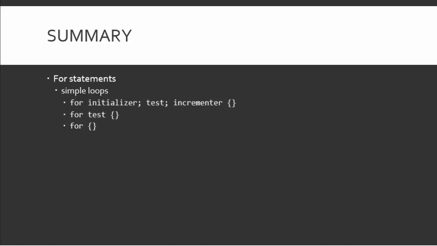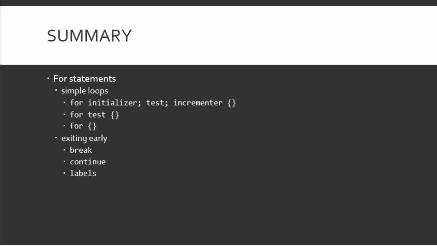Now, the second syntax eliminates the need for the initializer and the incrementer, and it assumes that the test conditions are being managed somewhere else. So in this construct, you only have the for test, and as soon as that test is false, you're going to exit the loop. The last construct that we have is the for loop on its own, and that will run indefinitely until somewhere within your for loop, the break statement is called.